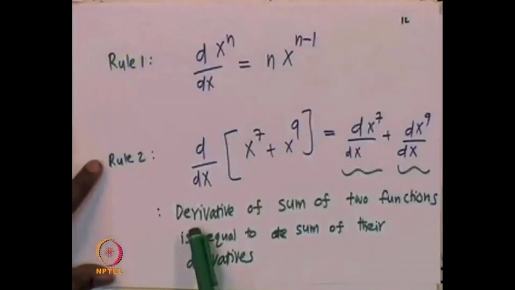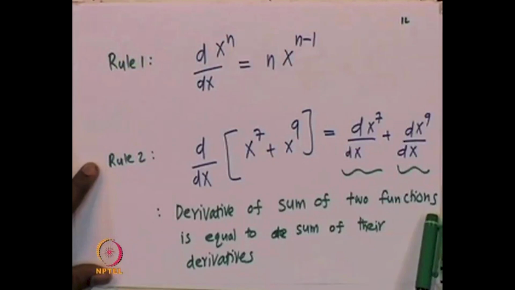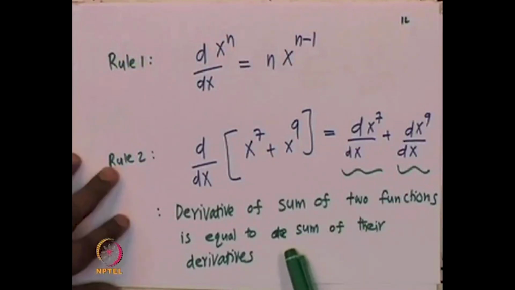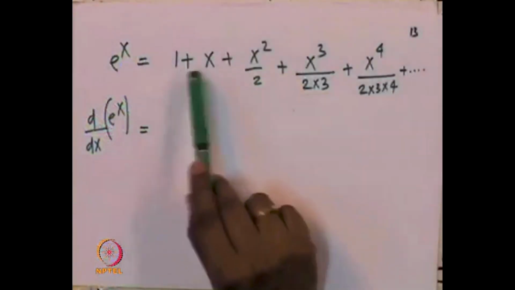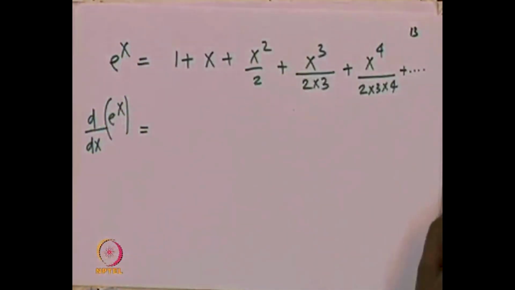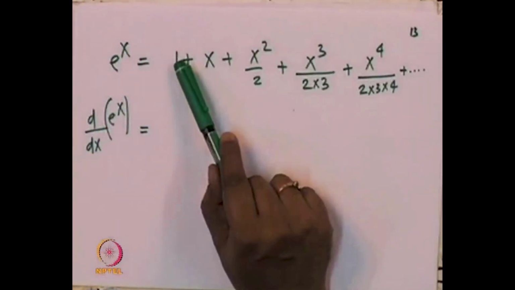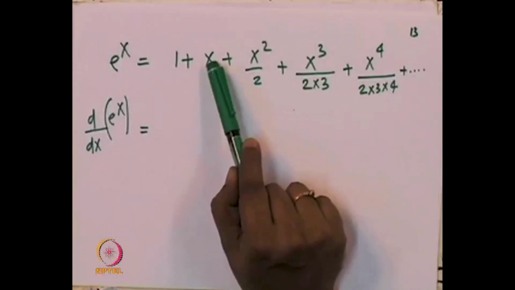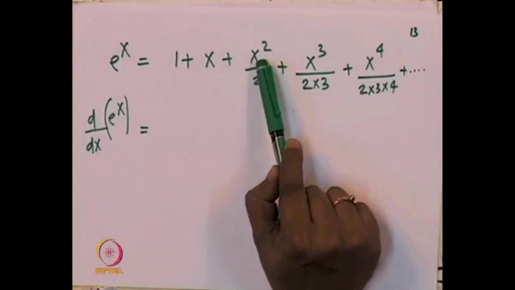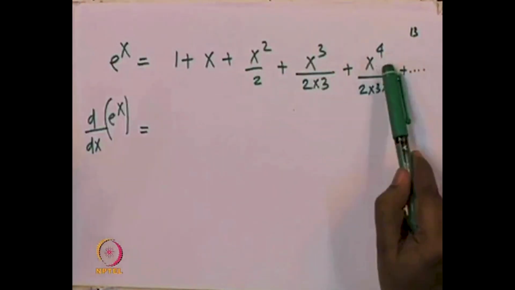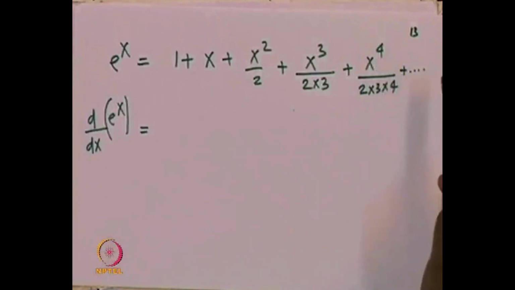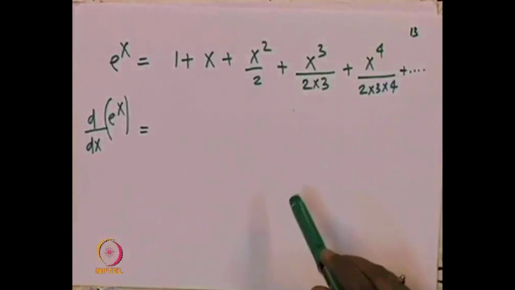So, what we learned here is that the derivative of the sum of two functions is equal to the sum of their derivatives. So, if we want to find the derivative of this sum, we should find the derivatives of each of them and sum them. Simple. We know the derivative of 1, we know the derivative of x, we can find the derivative of x square, of x cube, of x power 4, and so on, and we can sum them and we will get the derivative of e power x. So, let us try and do this.